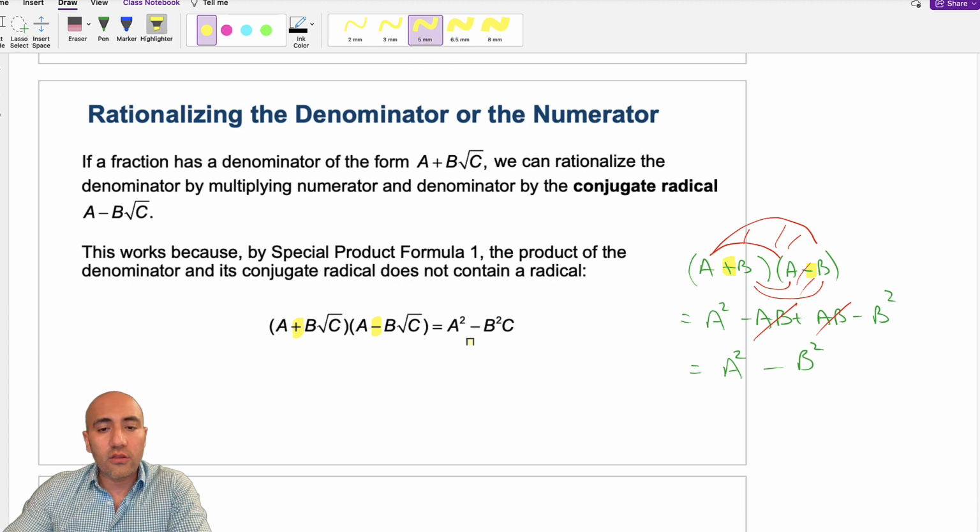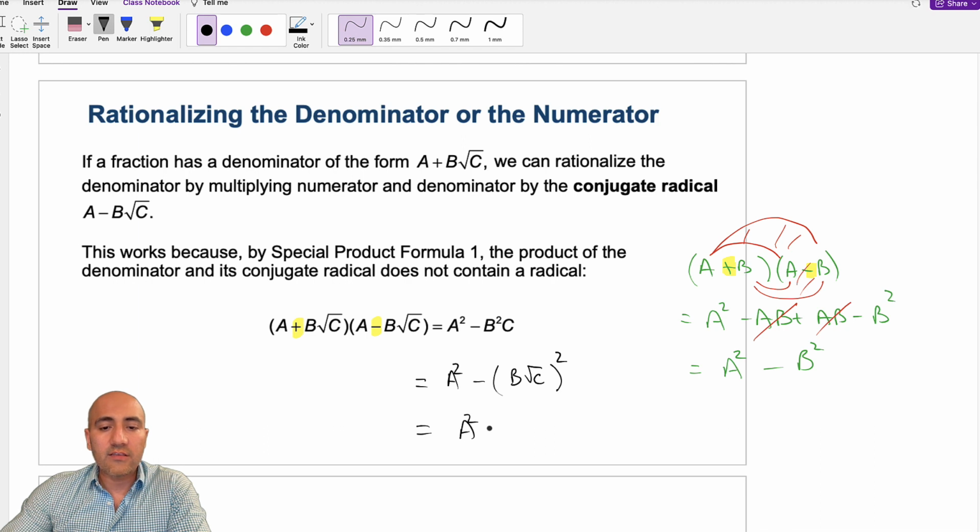And so we can conclude that this answer is going to fit that form over there. And so we'll have the a squared minus the second term squared, which is b square root of c parentheses squared. And now this is going to be a squared minus b squared, and the square root of c squared is just going to be c. So that's where this comes from.